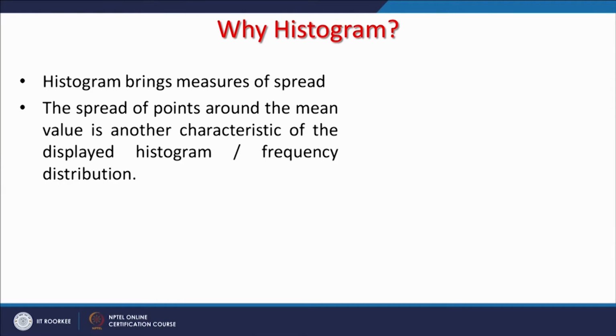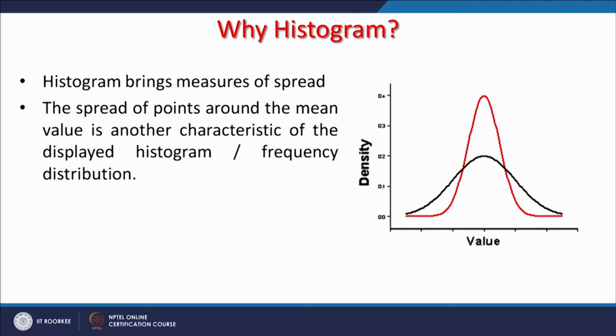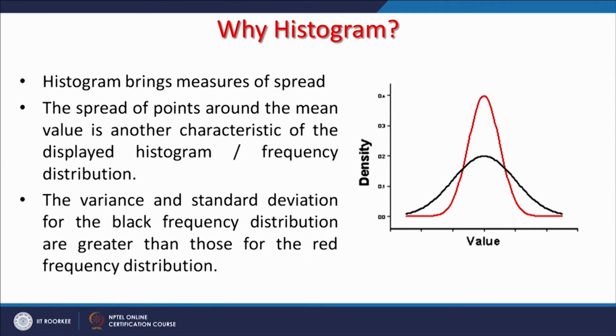The spread of points or pixels around the mean value is another characteristic of a displayed histogram frequency distribution. Like here it's a normal distribution. Sometimes you may not have very high pixel values within an image, so you may get a distribution something like this, or you may have very high pixel values within the same image, and then you may have another distribution. But this is a very normal kind of distribution. A Gaussian distribution is there, but generally in images you may not get this kind of distribution.